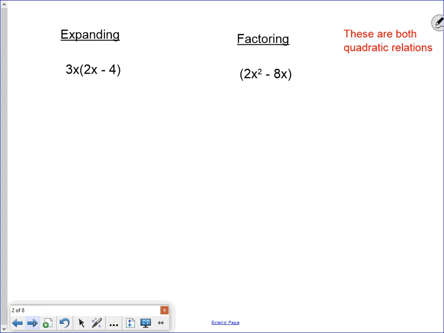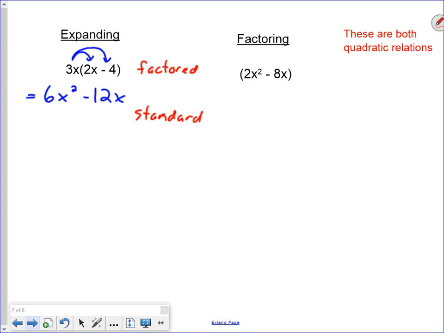We have been doing some expanding, and we know in expanding, we see something like this, 3x times 2x minus 4. We know to take the 3x, multiply it by the 2x, to get 6x squared. And we also take the 3x and multiply it by the negative 4 to get negative 12x. So what we have done there is we have taken something in what we would call a factored form, where it's written as a product, 3x times 2x minus 4, and we write it in what we might call standard form, where it's like a polynomial with a bunch of terms connected by addition and subtraction. So in expanding, we're going from factored form to standard form.